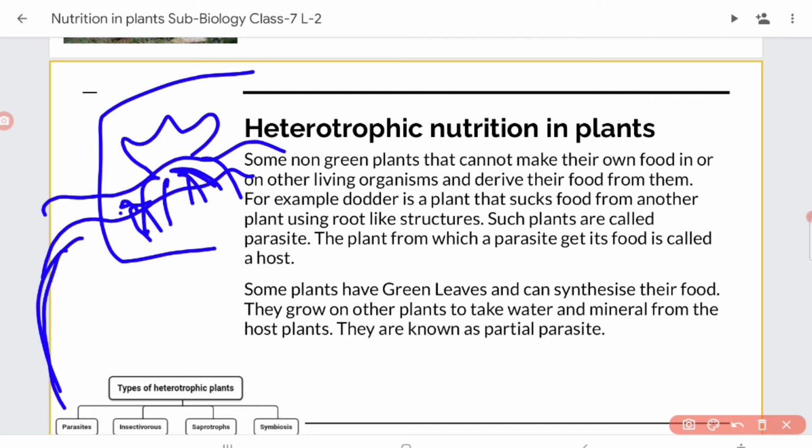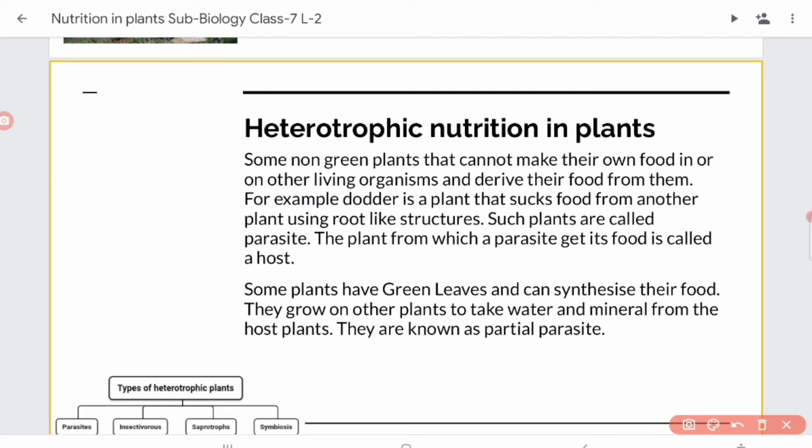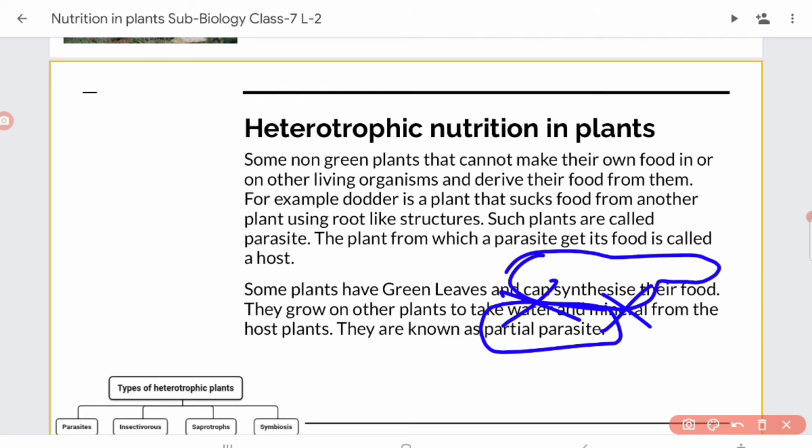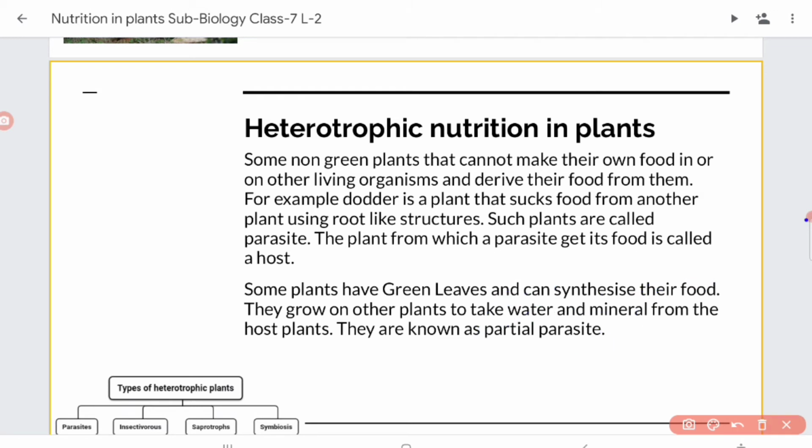Now, the plant from which a parasite gets its food is called a host. A host, not the meeting host. Some plants have green leaves and can synthesize their food, but they cannot take water and minerals. So they grow on other plants for water and minerals. Hence, they are called partial parasites. Why? Because they can synthesize their food but cannot take water and minerals. Okay, got it?